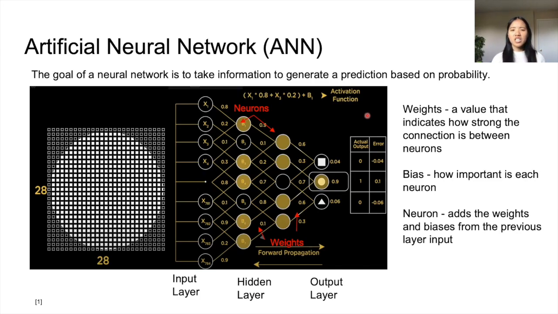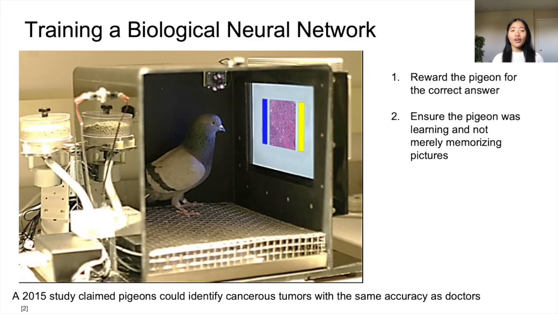But now you might still be wondering, how do we actually determine these values for the weights and biases? How do we train the model to come up with these values? We can train an artificial neural network in almost the exact same way we train a biological neural network. There was a study in 2015 conducted by the University of California that claimed pigeons could diagnose cancerous tumors in the breast with about 99% accuracy, which is about the same as a doctor's. That sounds almost shocking. How can a pigeon do that?